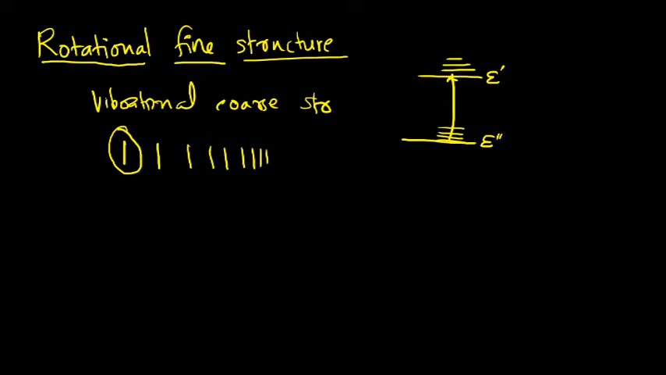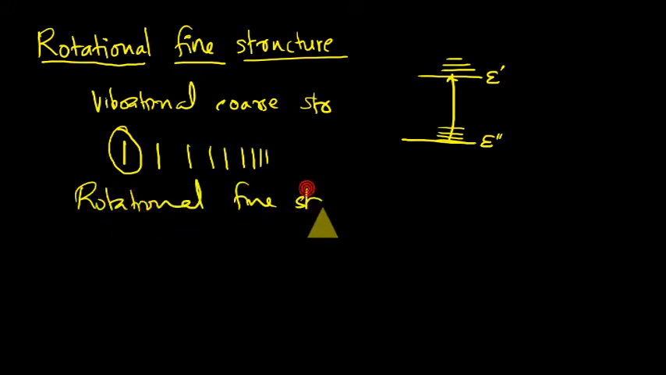During the transition from one particular vibrational level in the lower electronic state to another vibrational level in the higher electronic state, accompanying that transition, there will be a rotational transition also, okay. And it is because of this rotational transition that several lines are appearing within each of these lines in the vibrational coarse structure. Okay. And this is called a rotational fine structure.